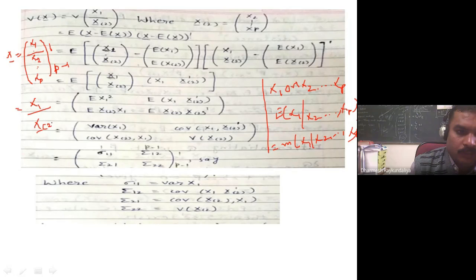Now I am partitioning my x into two parts. X equal to x1 and x2 up to xp. So I'm partitioning my x into two parts. This has one element and this has p minus 1 elements. If I say this is x1 and this is x2, it is a vector, and this x2 has the elements x2 up to xp.